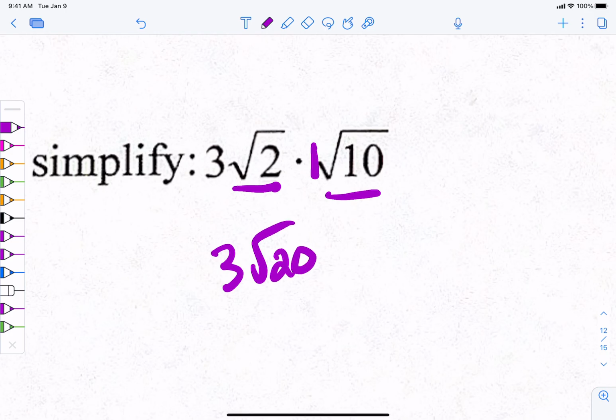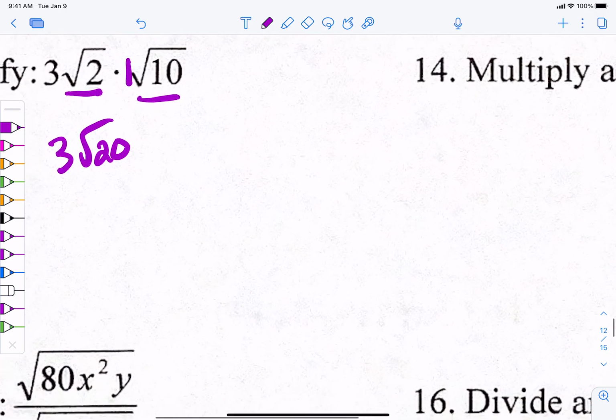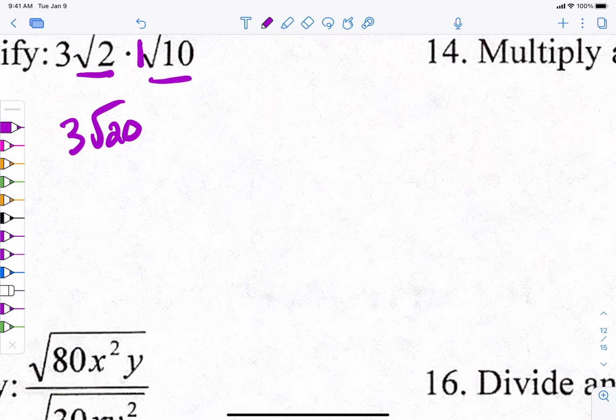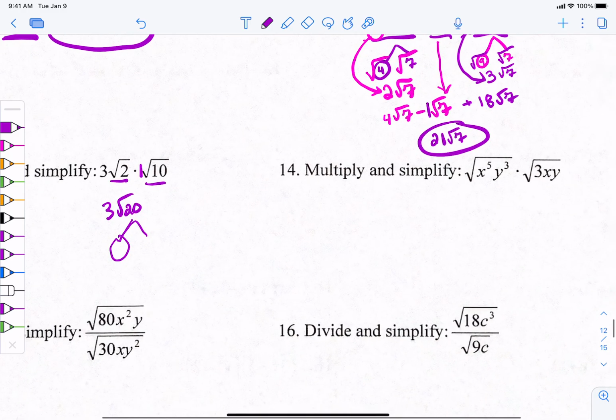Now you need to go through and break it down. The square root of 20 will break down, so do that. Break the 20 down, okay? Figure out what he is. You do that part. That's your homework, or that's your assignment.